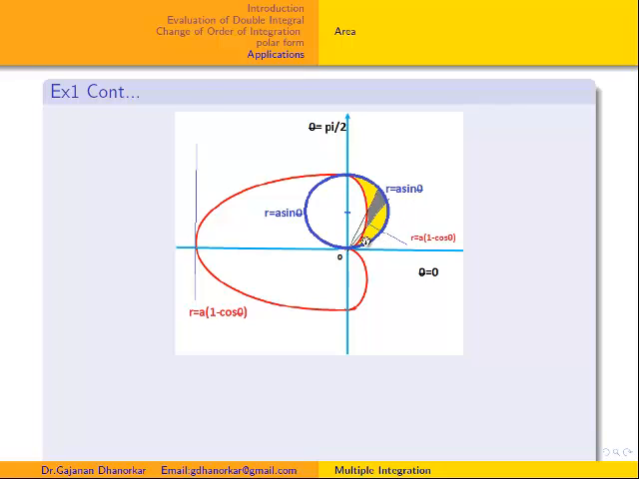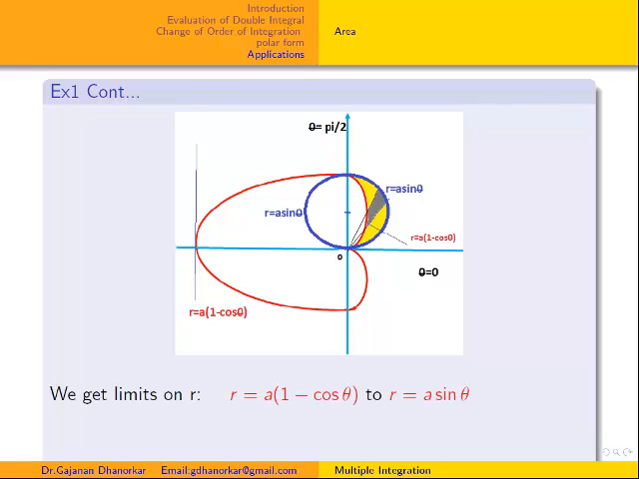Now how to find the limits on theta? This is our initial line, theta equal to 0, and this region goes up to the theta equal to pi by 2 line. Therefore, the limits on theta vary from 0 to pi by 2. Got it? If we know this figure, then we can easily find them.